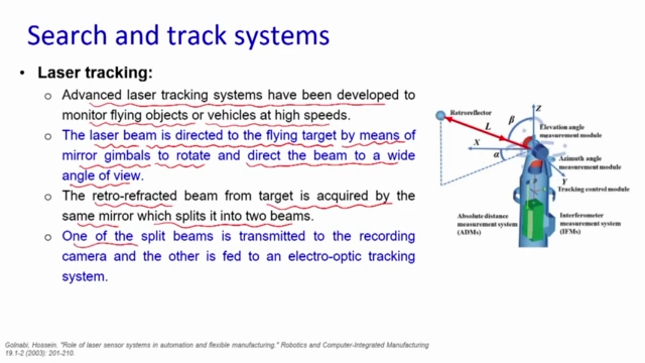One of the split beams is transmitted to the recording camera, and the other is fed to an electro-optic tracking system. Once we get the split beams, one is at the camera itself and the other is at the electro-optic tracking system. Based upon the calculations and the speed or the time that we get from these split beams coming to the electro-optic system and the recording camera, we can easily track or recognize the parts which are moving on the shop floor.